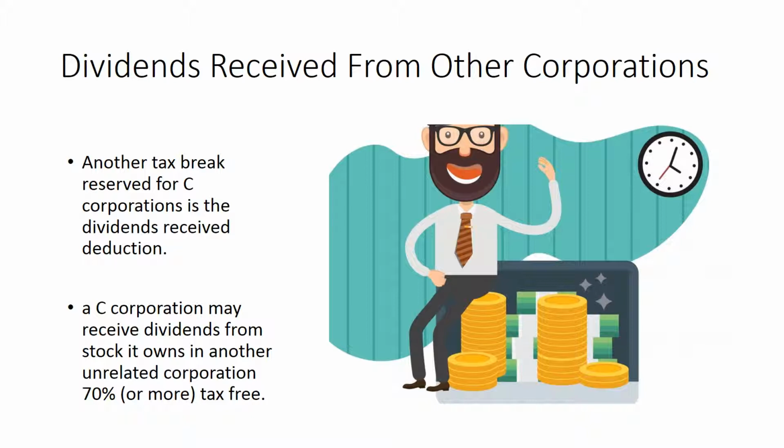Dividends received from other corporations. Another tax break reserved for C corporations is the dividends received deduction. This helps if your C corporation holds stock of another corporation. This rule states that a C corporation may receive dividends from stock it owns in another unrelated corporation 70% or more tax-free. In other words, while you as an individual are taxed on 100% of a $1,000 stock dividend, a C corporation is taxed on no more than $300.